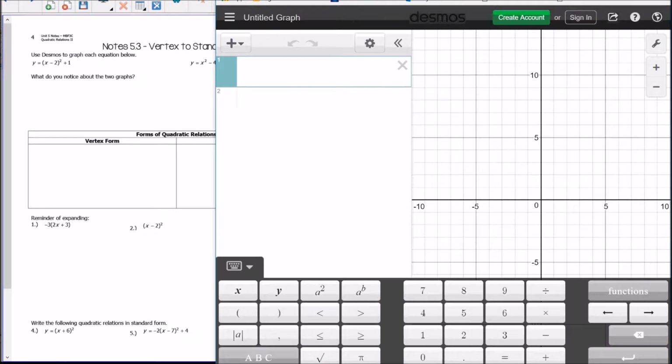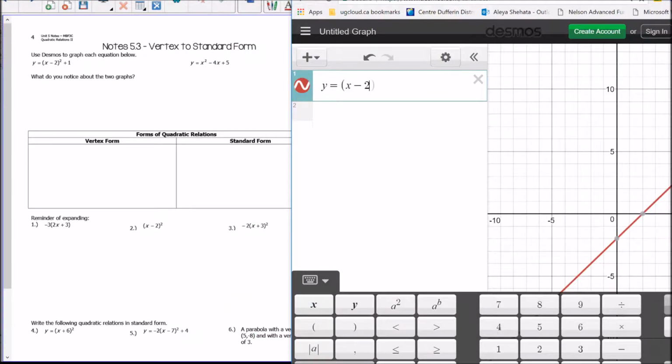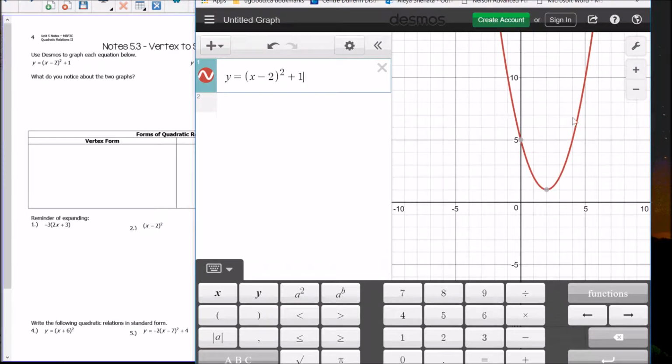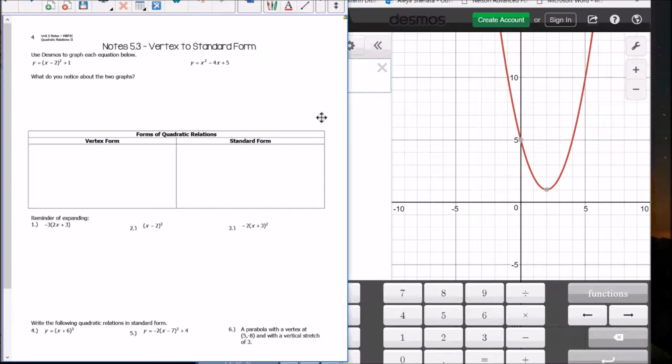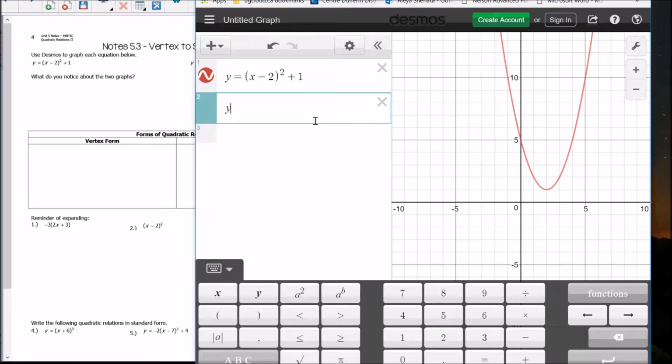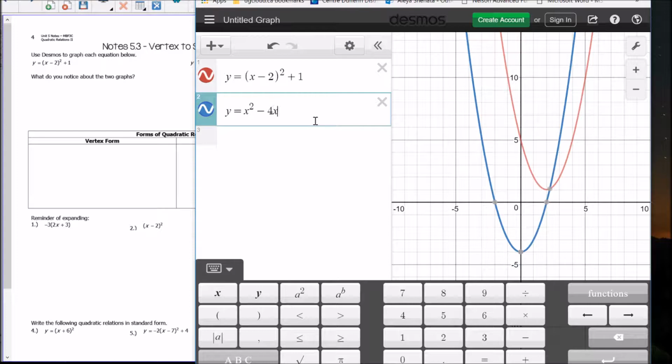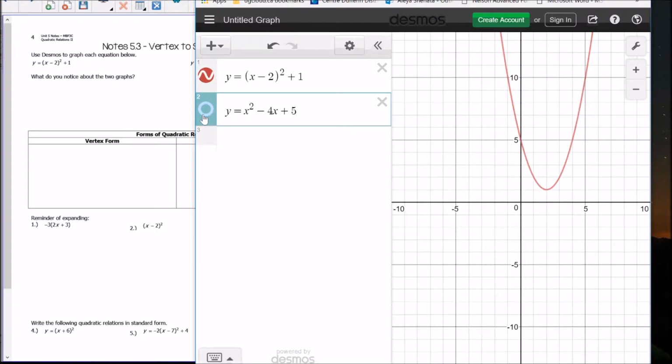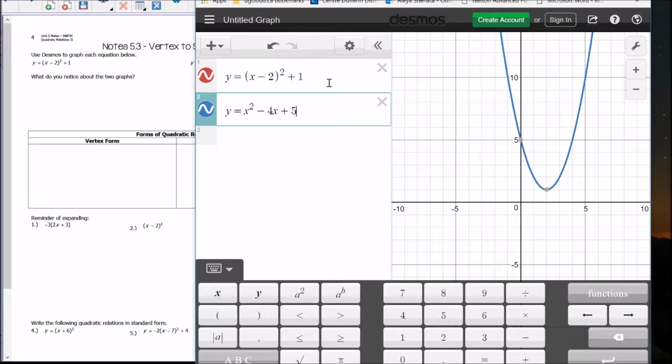Our first equation says y equals (x minus 2) squared plus 1. So it's this red graph that we see right here. Okay, and our second equation is y equals x squared minus 4x plus 5. And if you notice, it's blue now because the blue graph is covering the red graph because they're the exact same graph. So regardless of which graph I'm looking at, they're exactly the same graphs.